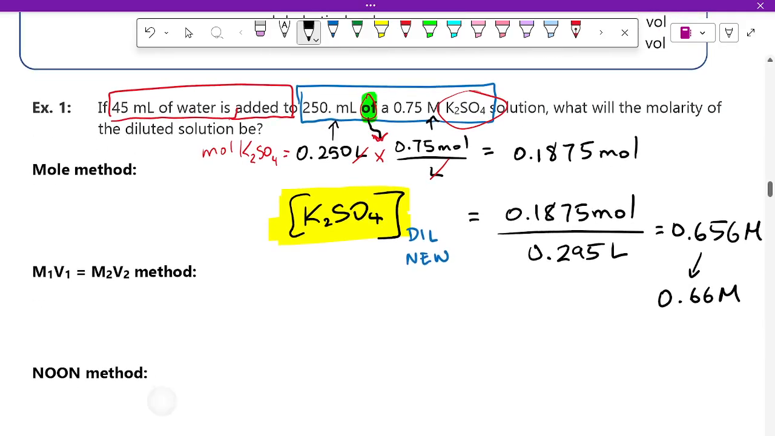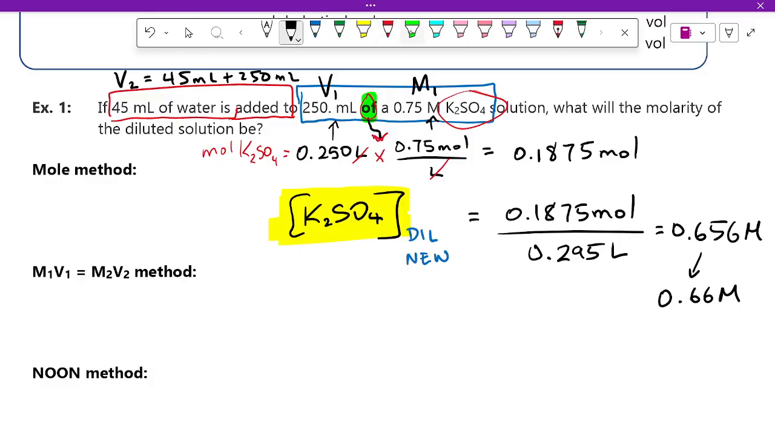All right. M1, V1, M2, V2. Did you guys have any issues with that? So this is M1 and this is V1. And you do not need to change out of milliliters to do M1V1 equals M2V2, okay? V2 is 45 milliliters plus 250 milliliters. So our unknown is M2, and I'm going to solve for M2.